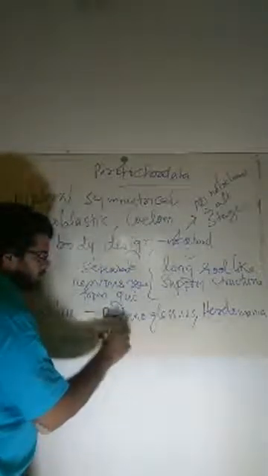balanoglossus, Herdmania and Amphioxus. So you write this, and I think you have understood the three types of animals that we have studied today: mollusca, echinodermata and protochordata.